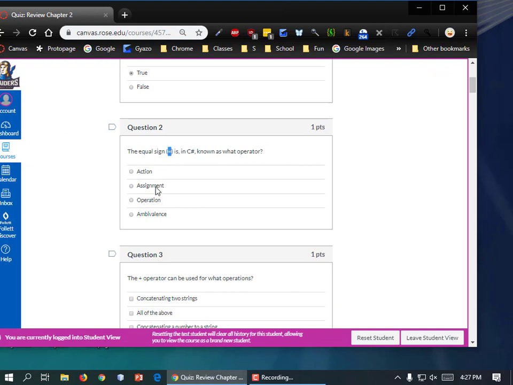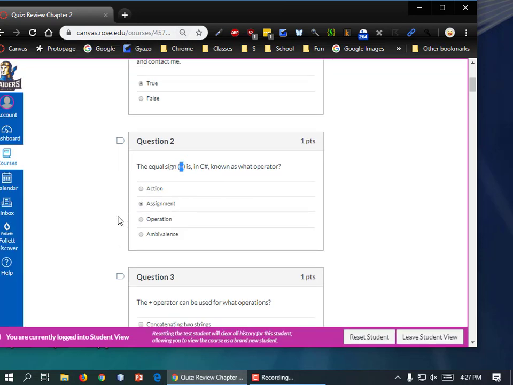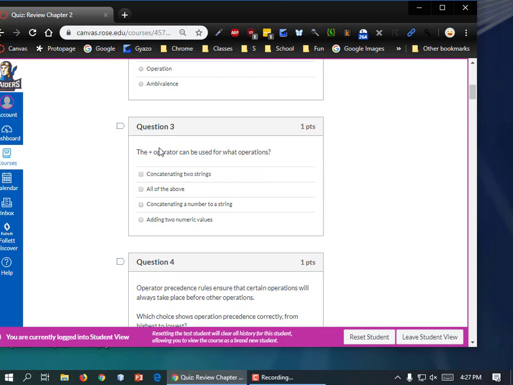Is it an action operator, an assignment operator, an operation operator? I like that. Is it an operation operator? No. Is it the ambivalence operator? No, I want to know what that is. All right, what does equal mean? If it's double equals, it's the equality operator, but a single one is used for assignment.